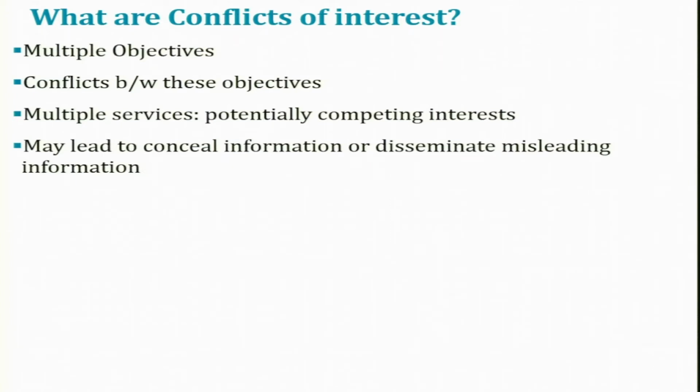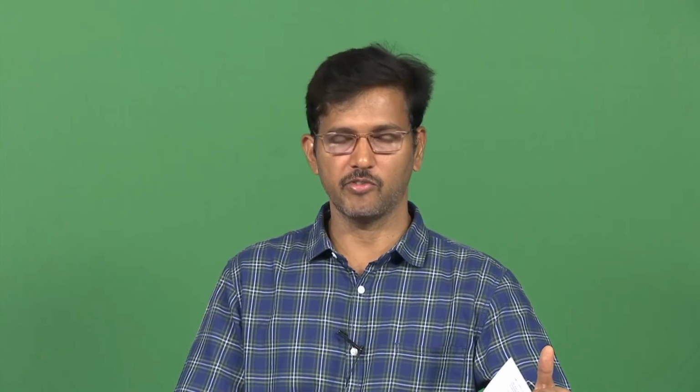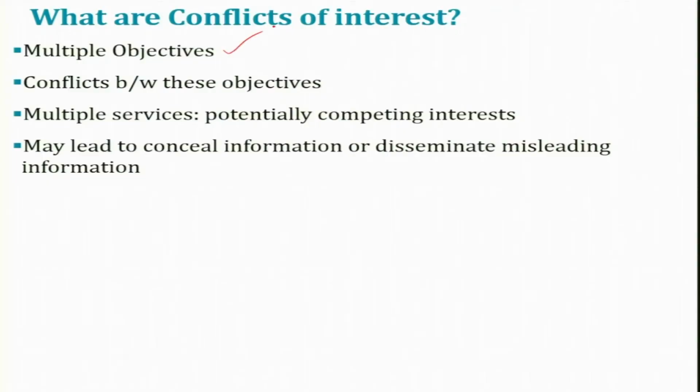So sometimes they will be rating some of their own products, that means the bank's own products, their parent company's products. That is going to adversely affect the efficient working of the financial market. Because of these multiple objectives, conflict between these objectives happens.